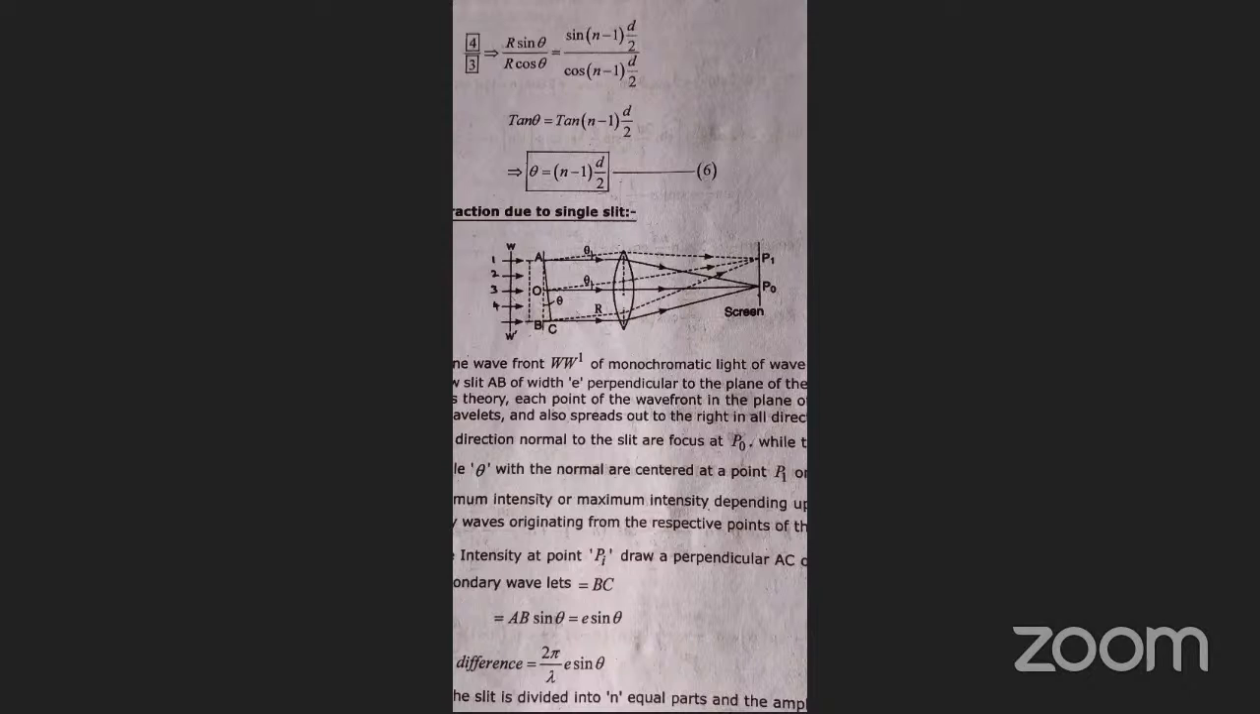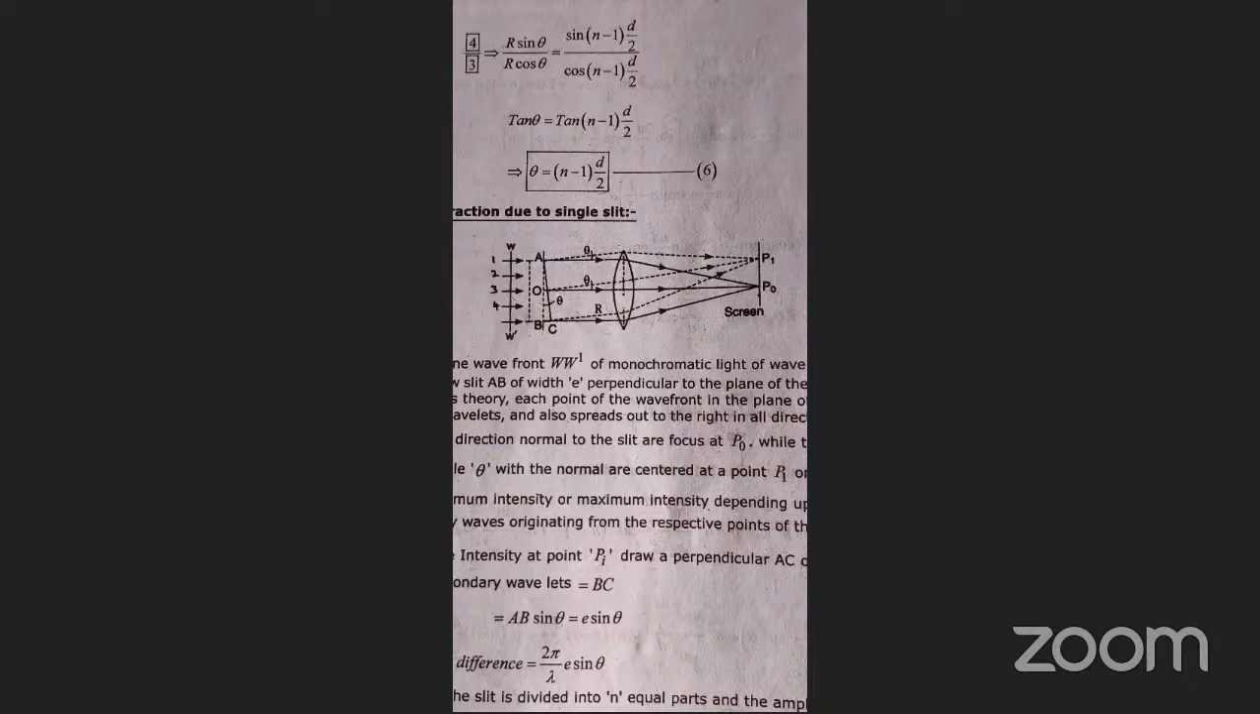These secondary wavelets travelling in the direction normal to the slit are focused at P naught, while the secondary wavelets propagating at an angle theta with the normal are centered at point P1. The primary is at P naught and the secondary wavelets reach point P1 on the screen. The point P1 is of minimum or maximum intensity, depending upon the path difference between the secondary waves originating from the respective points of the wavefront.